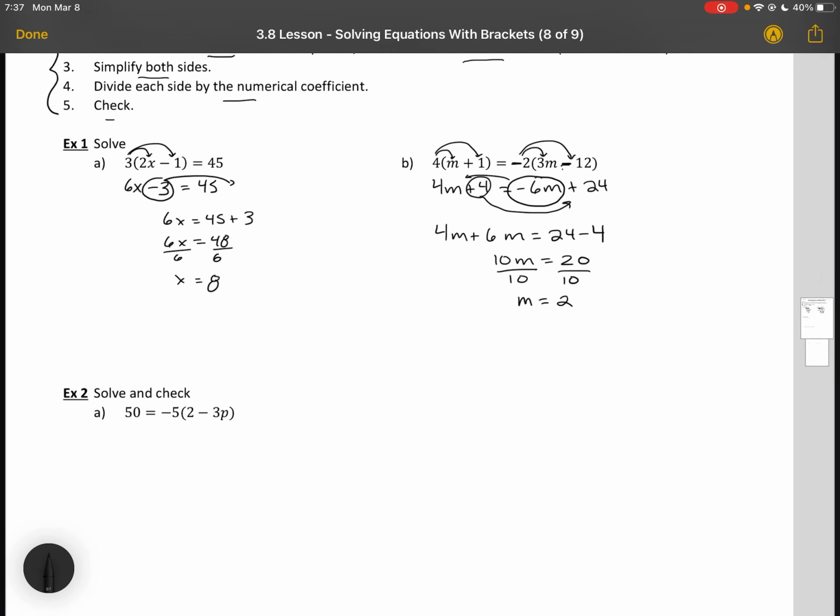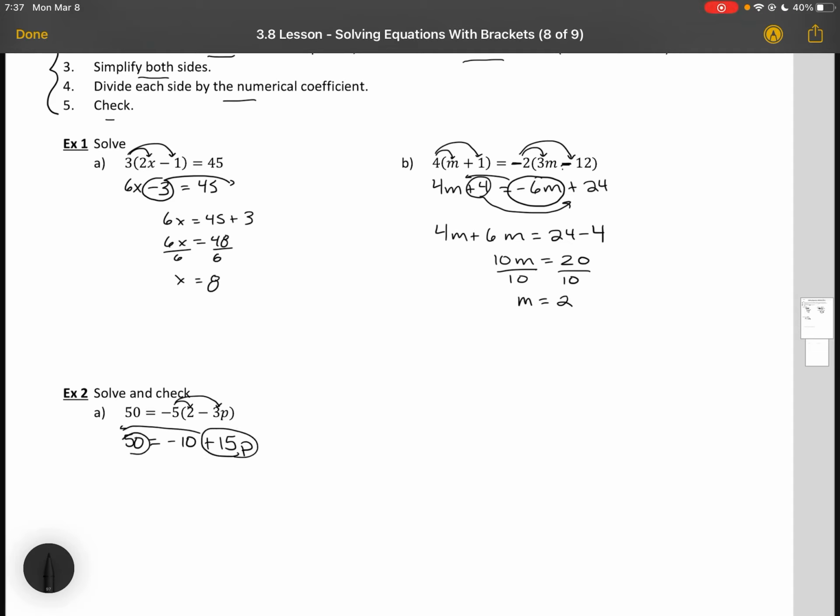Example 2, here we are going to solve and check. So the first thing that I'm going to do is clear the brackets. There's just one set on the right-hand side. I've got 50 equals minus 10 plus 15p.